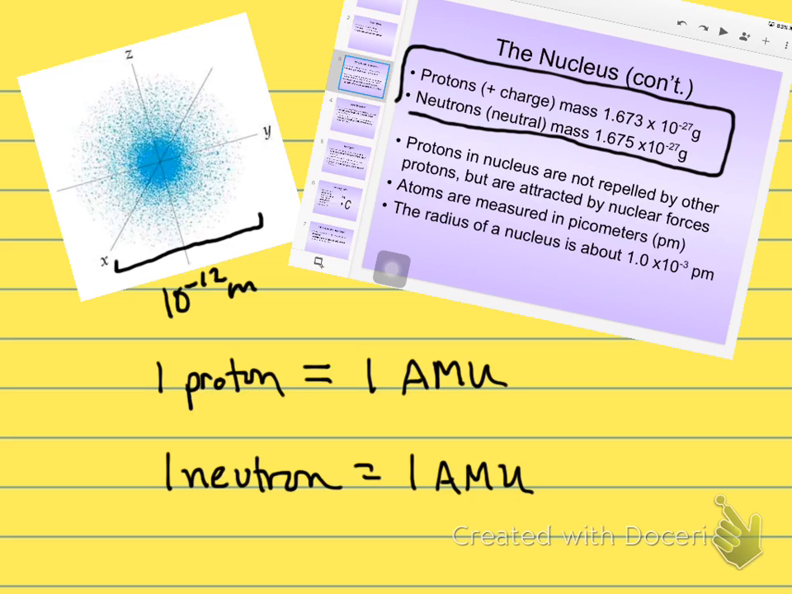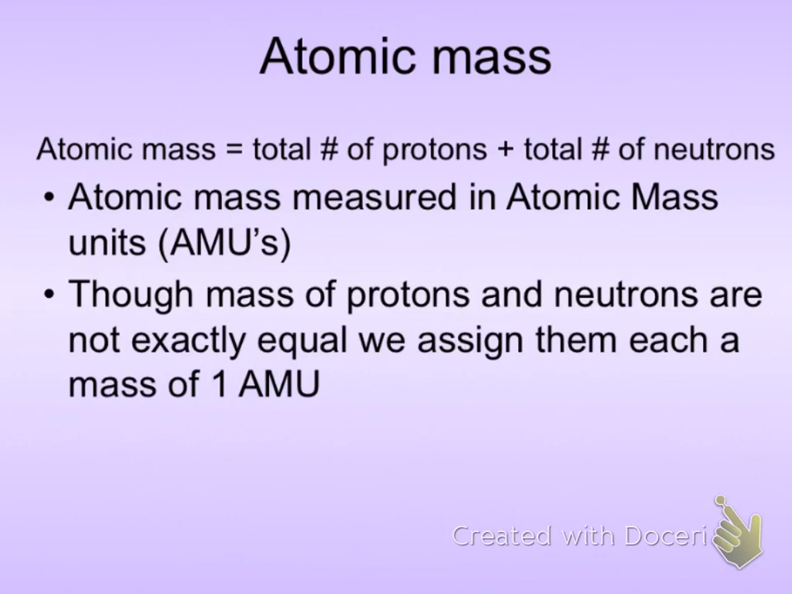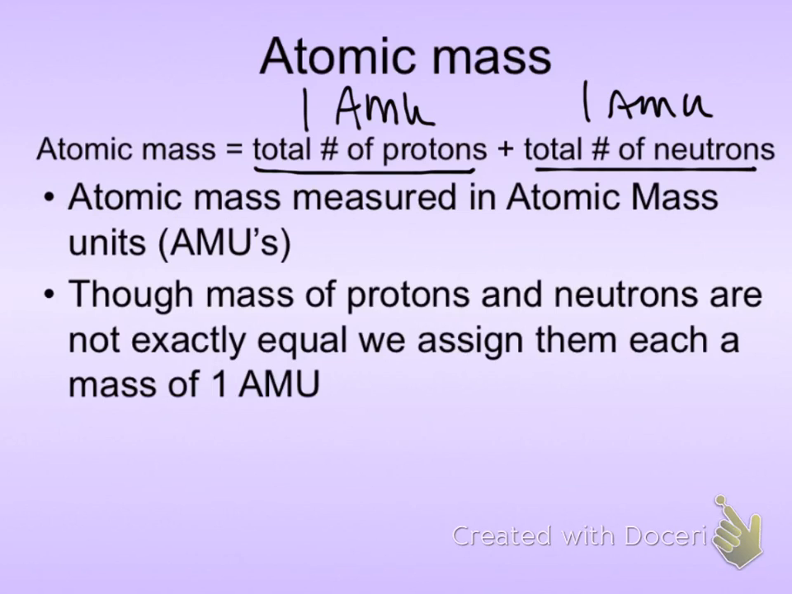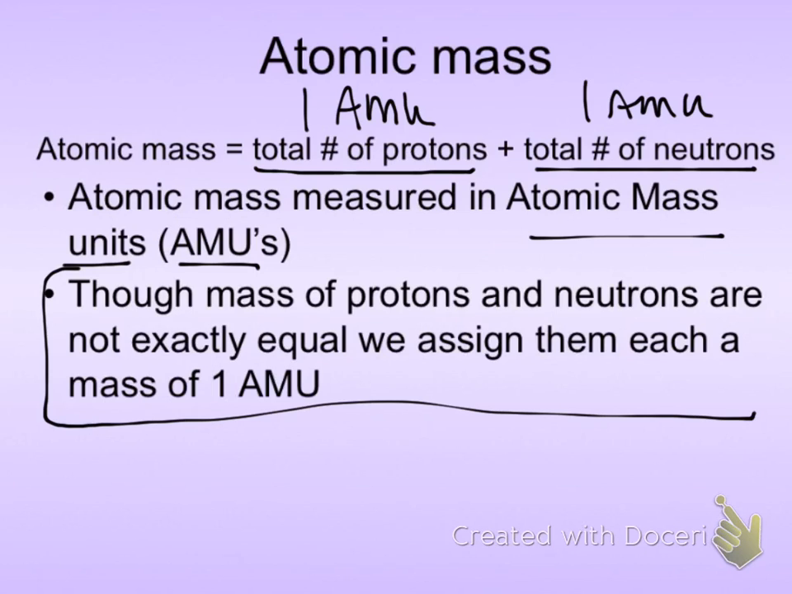So, is it fudging the numbers a little bit? It is. But at this level, it really doesn't matter. And if we want to talk about atomic mass, since we've generalized that one proton has a mass of 1 AMU, and one neutron has a mass of 1 AMU, the mass for any atom is just the number of protons added to the number of neutrons. And atomic mass is always given in, you guessed it, atomic mass units, or AMUs. And remember, we are fudging here, and it is okay.